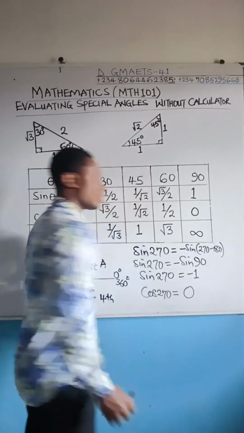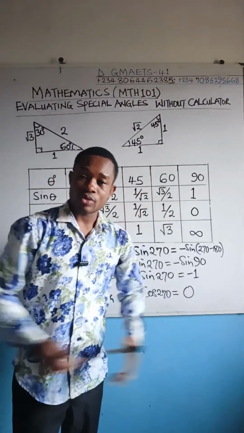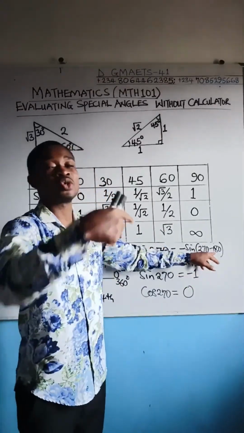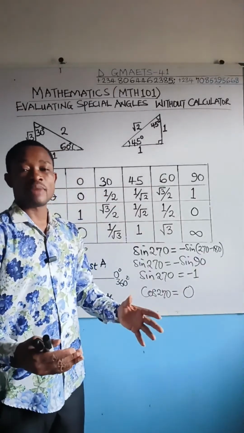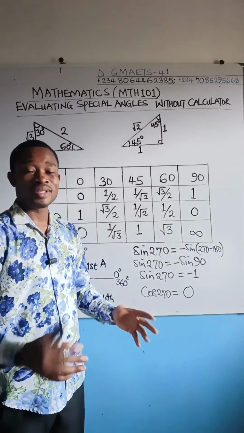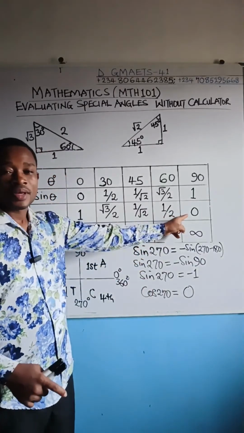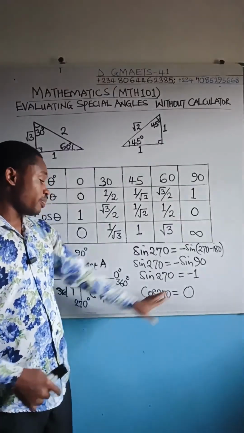No time to waste. You can find out, cos 270 is equal to minus cos 270 minus 180. And 270 minus 180 is 90. So you're evaluating minus cos 90. Cos 90 is 0 already. And we don't have anything like minus 0, so it is simply 0.